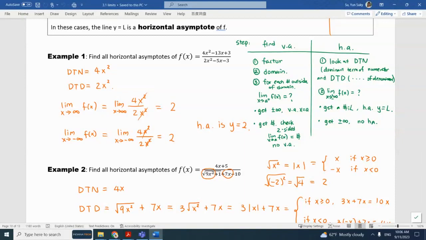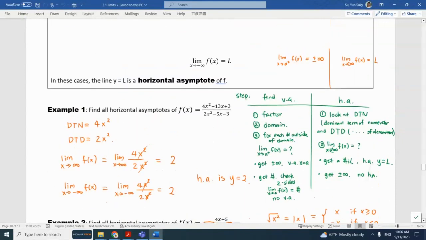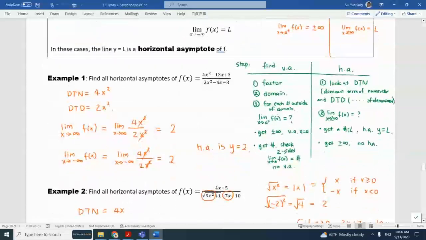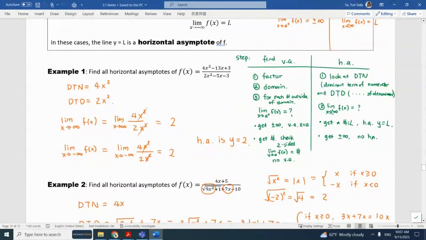Right, everybody? So last time we did a comparison of the vertical asymptote and horizontal asymptote in terms of the number and whether you can cross the asymptote, as a vertical line, horizontal line, or the limits. Okay? And we also compared the steps to find a vertical asymptote and a horizontal asymptote. For a vertical asymptote, you need to factor, right? Everybody, you need to factor the numerator and denominator and see if you have some bad guy and cancel it. But for a horizontal asymptote, you're looking at the dominant terms.